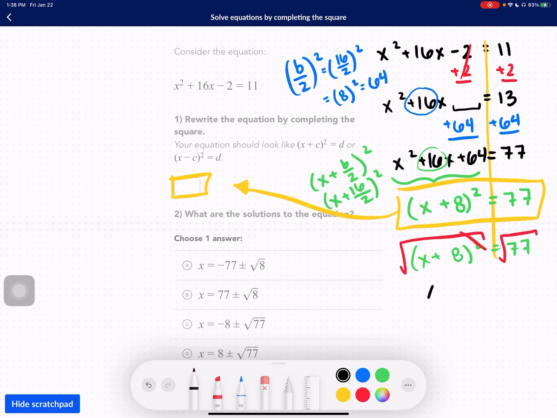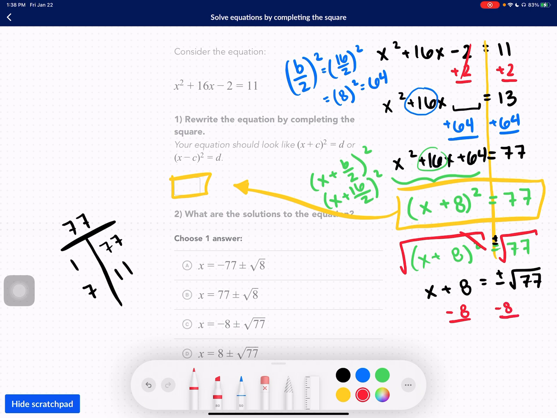Cancels out the squared. We have x plus 8 equals plus or minus root 77. Now, root 77 does not have any perfect square factors. So 1 times 77, 7 times 11, that's it. So it's going to stay as root 77. So now all we can do is subtract the 8 from both sides. And again, I always put it right there in front. So now we have x equals negative 8 plus or minus root 77. That'll be C.